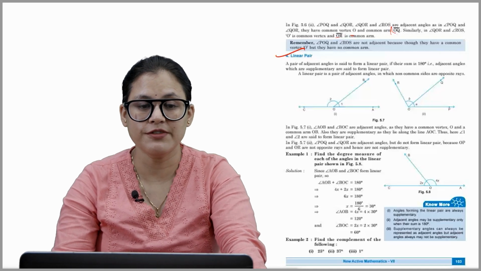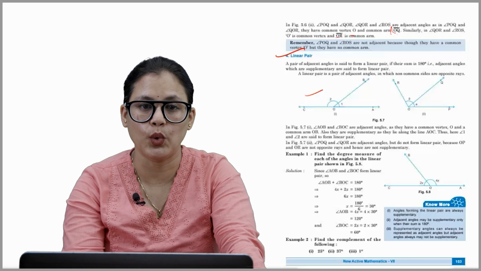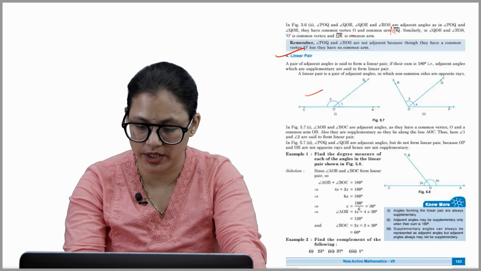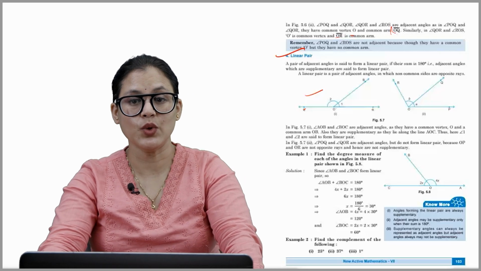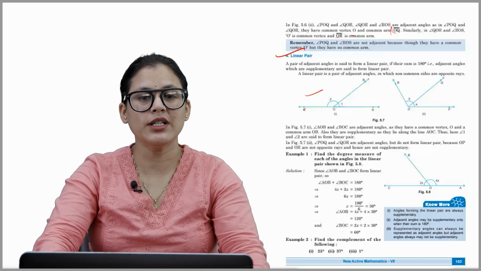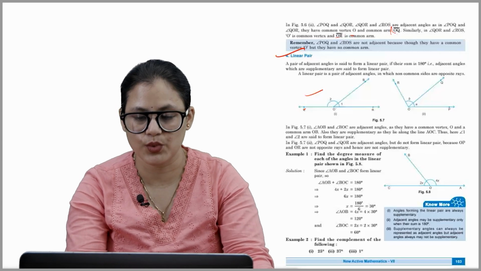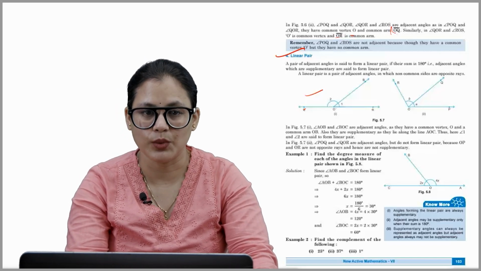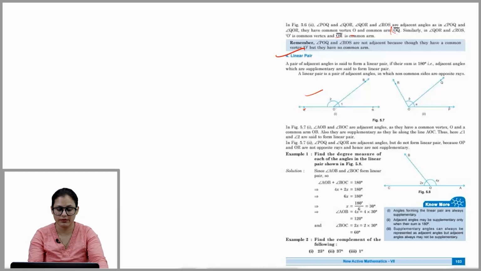So in figure 5.7 first part, angle AOB and angle BOC are adjacent angles as they have a common vertex O and a common arm OB. Also, they are supplementary as they lie along the line AOC. Thus here angle 1 and angle 2 are said to form a linear pair. Means angle 1 plus angle 2 is equal to 180, and the reason is linear pair.